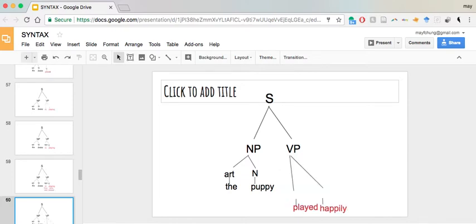So we have a sentence, the puppy played happily. So from your verb phrase, you have played, which is your verb, and then happily modifies how you played, so it would be your adverb, right? And so that's how you can split up your verb phrases that way.